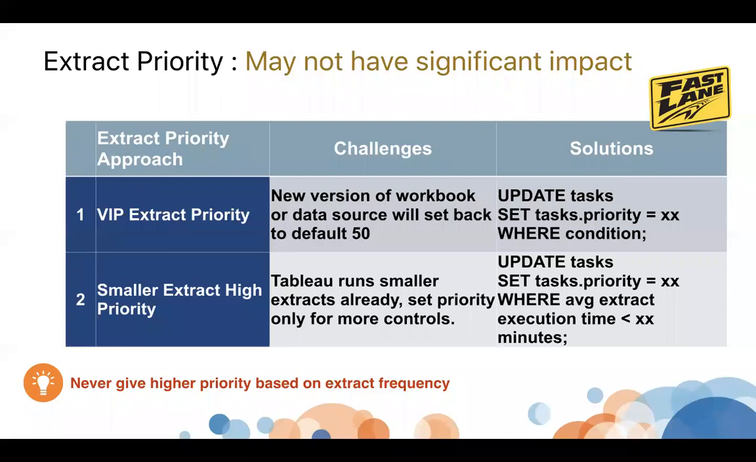My tip is never give higher priority based on accuracy. Some people wanted to give hourly extracts higher priority. I say no, you never do so. Why? Think about it. If you give hourly extracts higher priority than daily than weekly, you are encouraging the wrong behavior for your publishers. The publishers will schedule the hourly unnecessary extracts again. So that's wrong behavior. You will never do so.